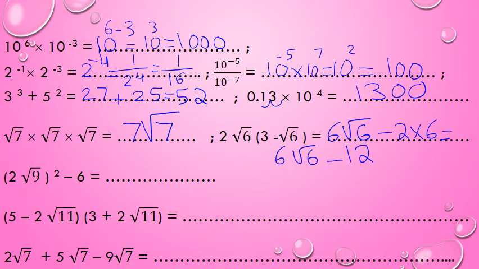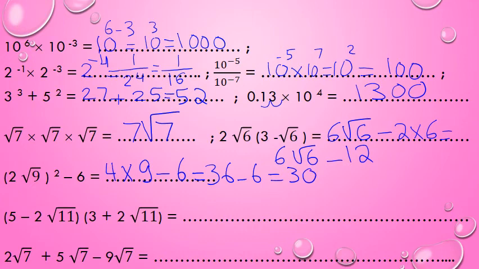Now, Hassan, 2 radical 9, all of it squared minus 6. How can you solve 2 radical 9 squared? We make 2 squared, which is 4, times radical 9 squared, which is 9. 4 times 9 is 36, minus 6, equal to 30.